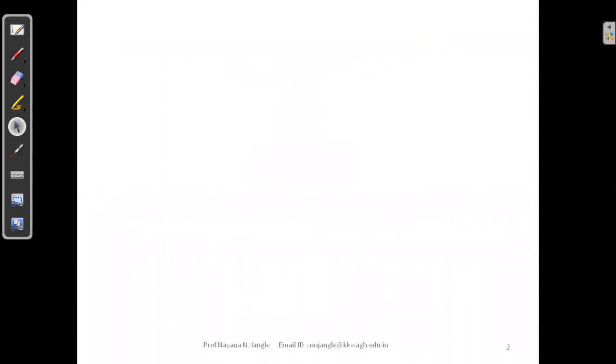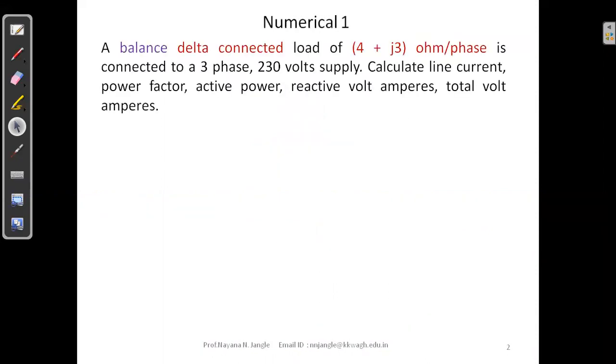Okay, so let us have one problem. A balanced delta connected load of 4 plus j3 ohm per phase is connected to a 3-phase 230 volt supply. Now in this problem, you have to calculate line current, power factor, active power, reactive power, reactive volt amperes, total volt amperes, etc. So these things you have to calculate in balanced delta connected load.